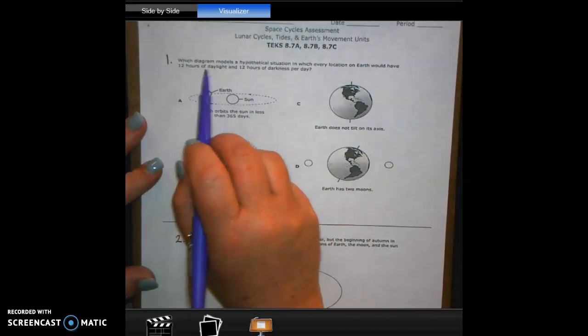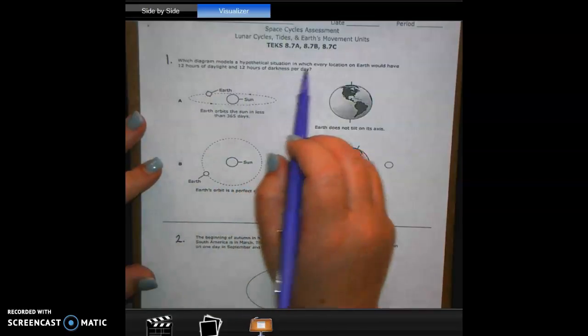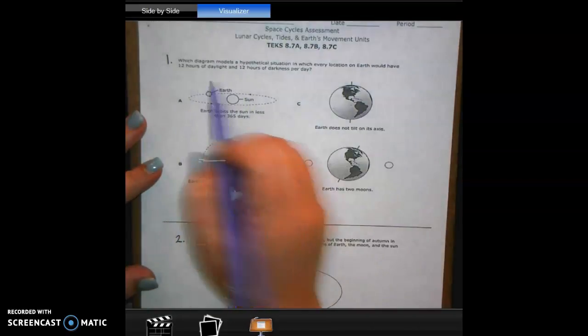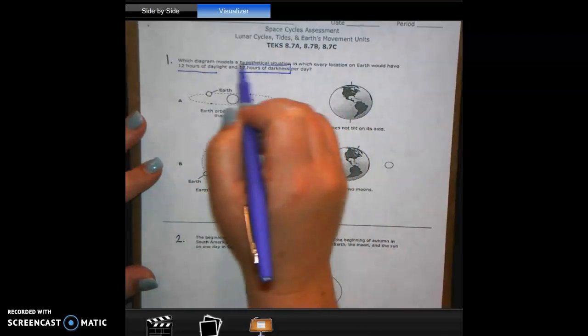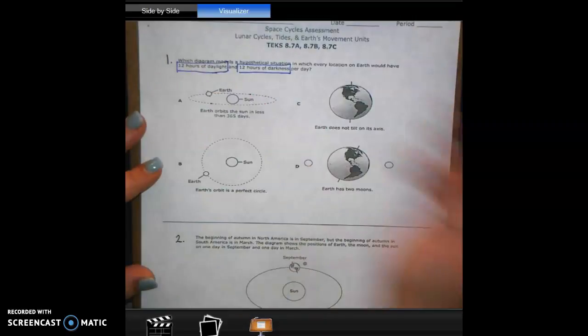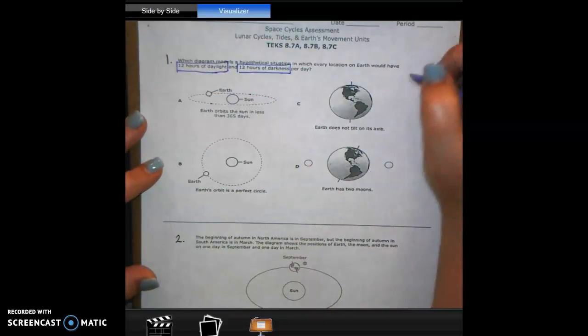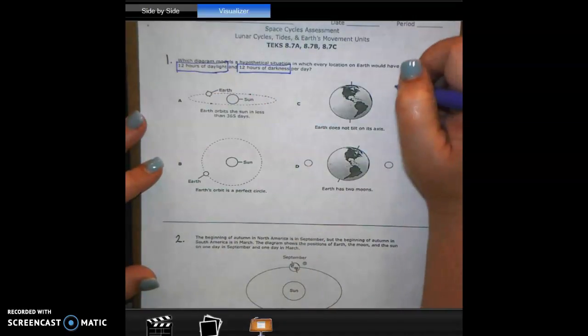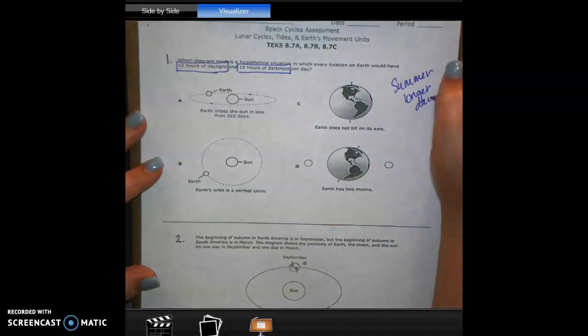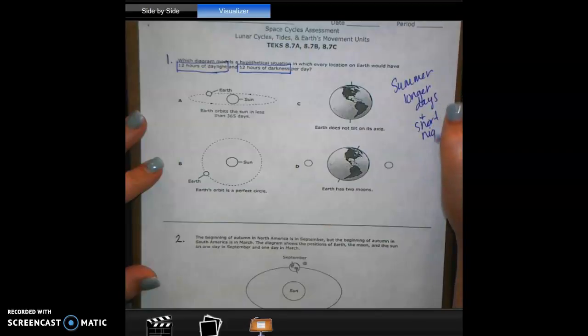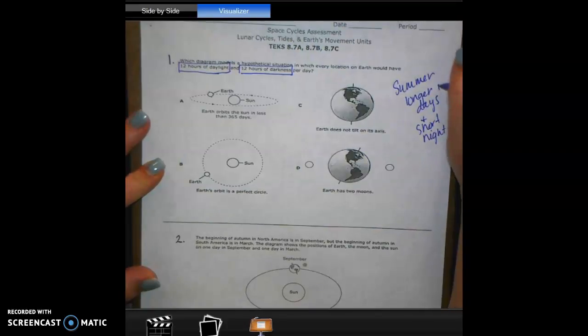Number one, which diagram models a hypothetical situation in which every location on Earth would have 12 hours of daylight and 12 hours of darkness? So we're looking for a situation that would cause us to have equal number of day and equal number of nighttime hours. Well, I remember that in the summer, we have longer days and shorter nights. In fact, it's about 15 hours of daylight and about 9 hours of night.